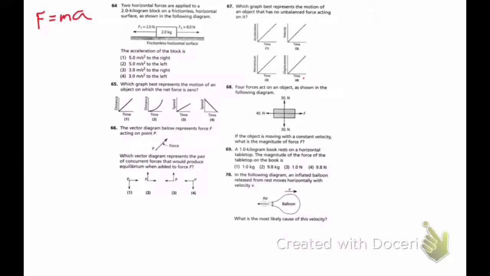Since F stands for the net force, or all the forces acting on the object, and there are two forces acting on this object, we have an 8 newton force minus a 2 newton force, since it's happening in the opposite direction. The mass is 2 kilograms, and we are finding the acceleration. The equation becomes 6 equals 2a. We divide by 2, and a equals 3 meters per second squared.